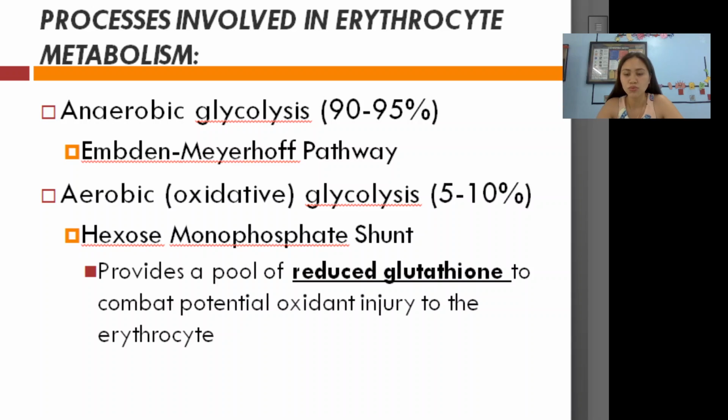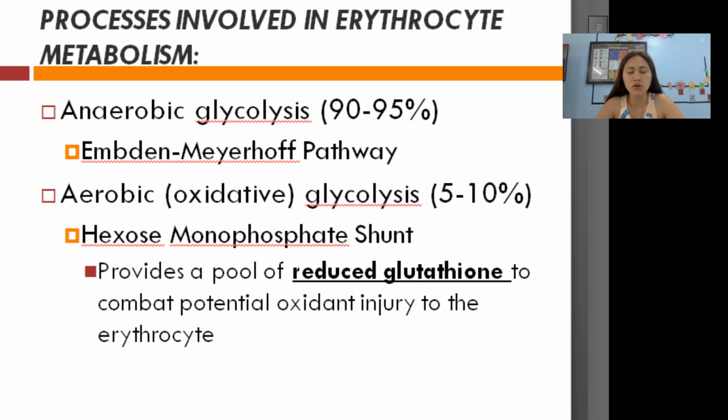So the processes involved in RBC metabolism, you have two main processes. The major process is your anaerobic glycolysis, which is called the Embden-Meyerhof pathway. Okay, it is actually 90 to 95% of the entire glycolytic process. And then the other 5 to 10% is your aerobic oxidative glycolysis, your hexose monophosphate shunt. By the way, your hexose monophosphate shunt is the one that provides a pool of reduced glutathione to combat potential oxidant injury to our RBC.